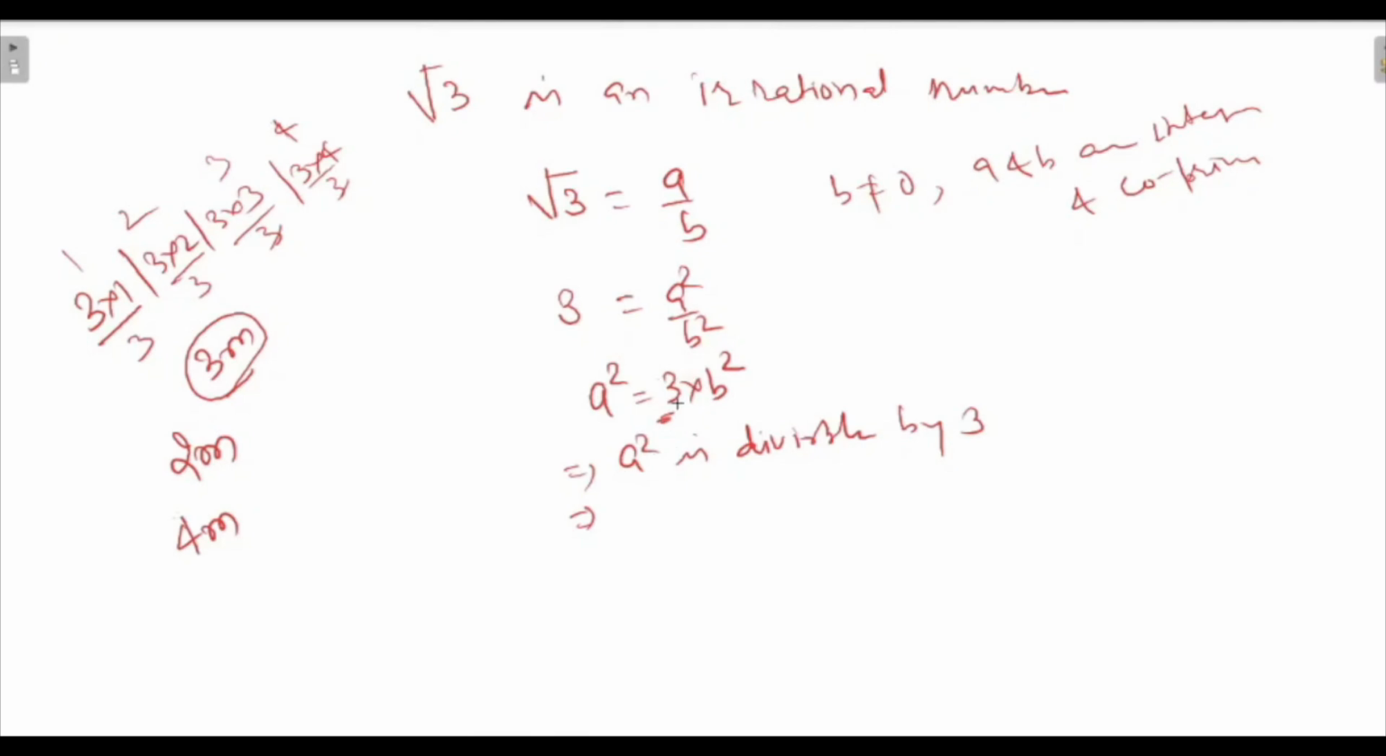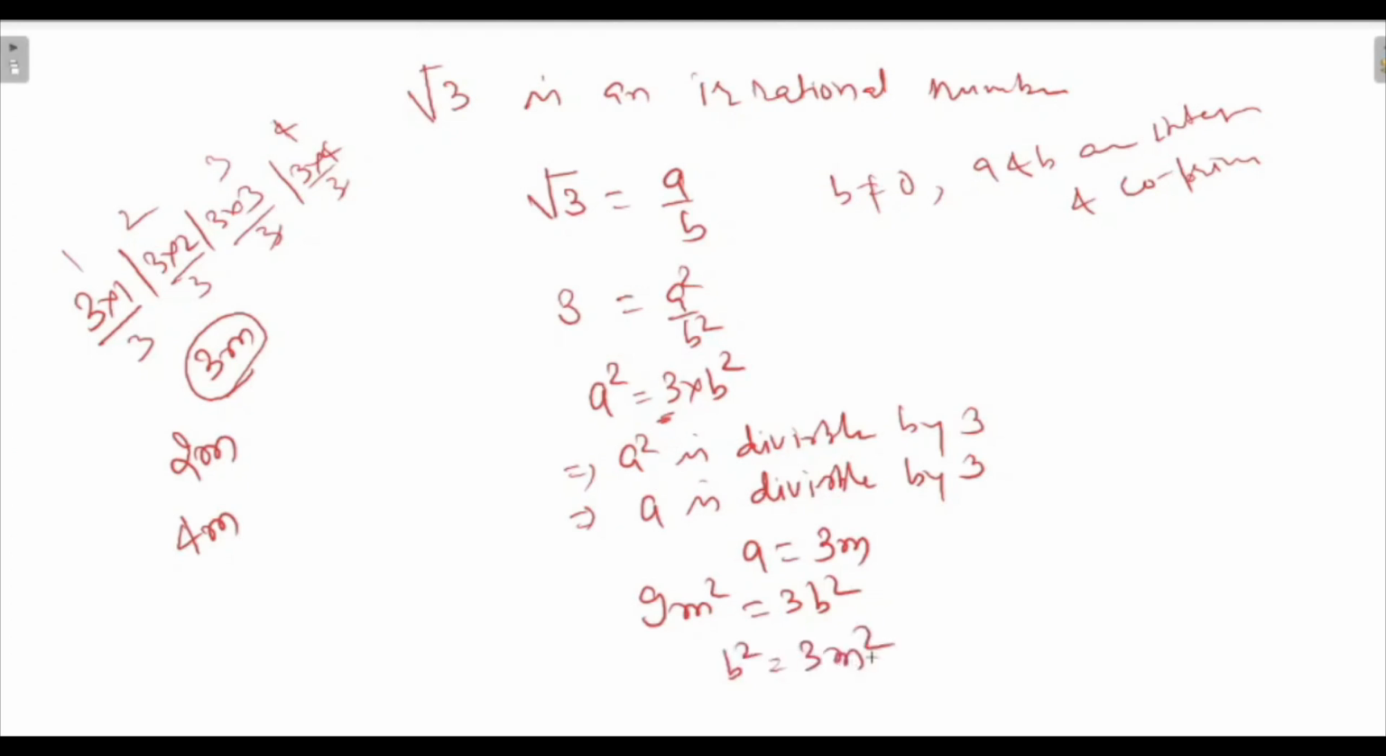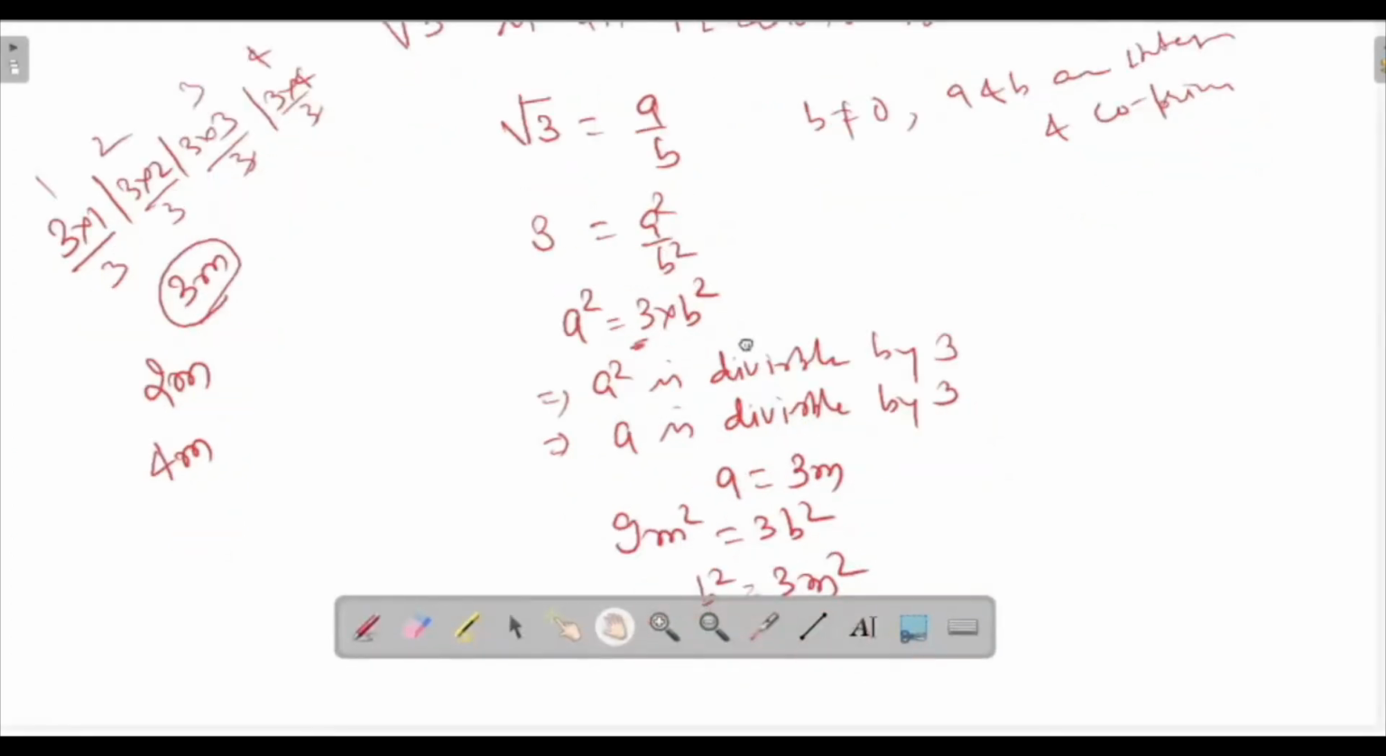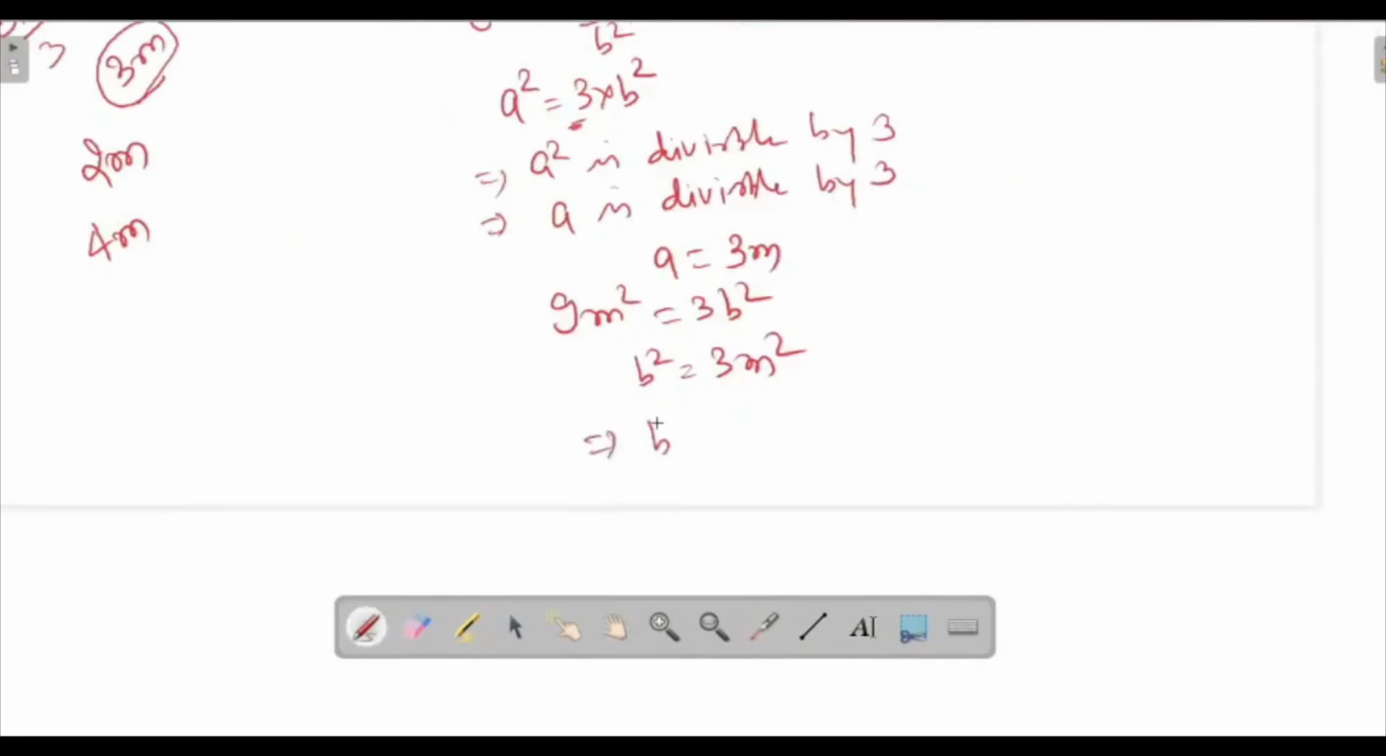So a square here is divisible by 3. So this implies a is divisible by 3. So I can write a equals to 3m. So I will write 9m square equals to 3b square. So now b square is equals to 3m square. Similar thing I will have to write here again: this implies b square is divisible by 3, so b is divisible by 3. So b can be written as 3p.